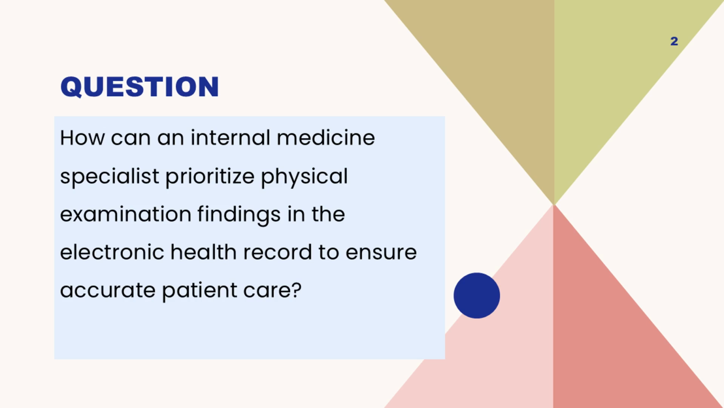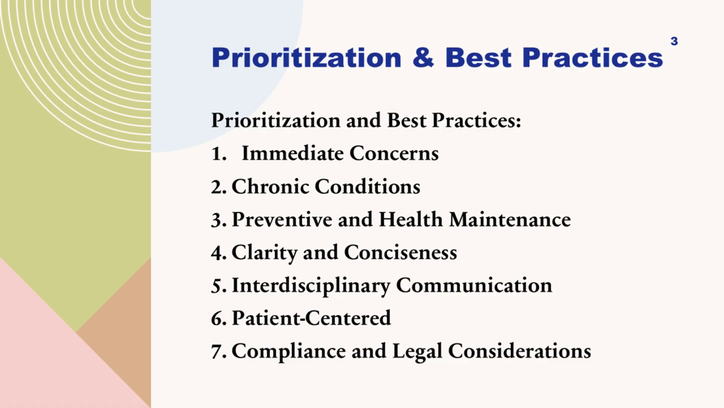How can an internal medicine specialist prioritize physical examination findings in the electronic health record to ensure accurate patient care? Prioritization: 1. Immediate concerns. Address any acute or life-threatening issues first. Ensure critical findings are highlighted and acted upon promptly. 2. Chronic conditions. Prioritize based on the potential impact on the patient's health and quality of life. Ensure proper management and follow-up are documented.